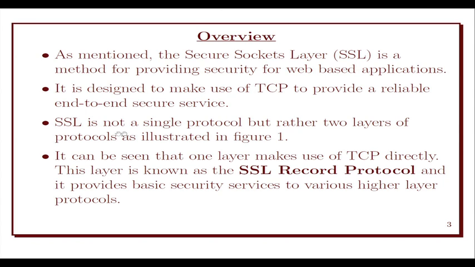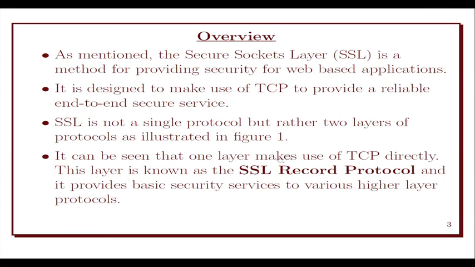SSL is not a single protocol, but rather it has two layers. SSL is basically on top of the TCP layer, and SSL also consists of two layers. One is the SSL Record Protocol, and another is the top layer, which has four parts: the SSL Handshake Protocol, SSL Change Cipher Specification Protocol, SSL Alert Protocol, and HTTP Protocol. We will talk about details of these protocols.